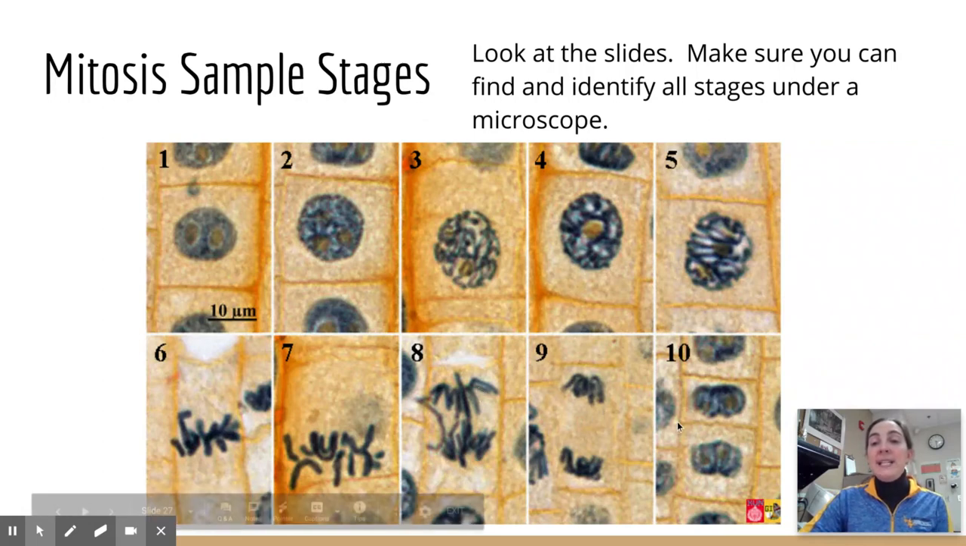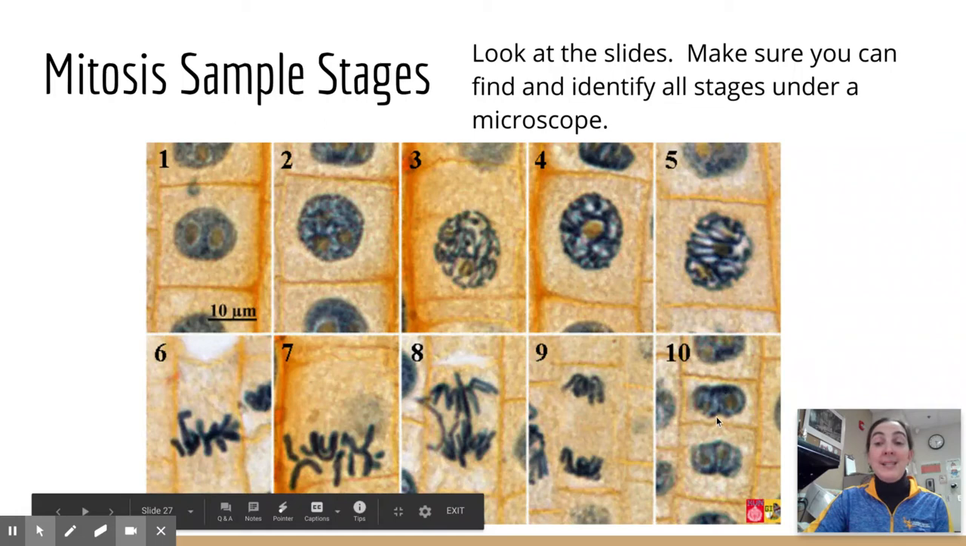9 and 10 are showing telophase and cytokinesis. In pictures, there's no visual difference between telophase and cytokinesis because they happen at the same time. Telophase is technically what's happening with the chromosomes in the nucleus. So the fact that the chromosomes are kind of gathering at the two ends and a new membrane is forming around them, and you can see that the chromosomes are starting to unwind and uncondense here.